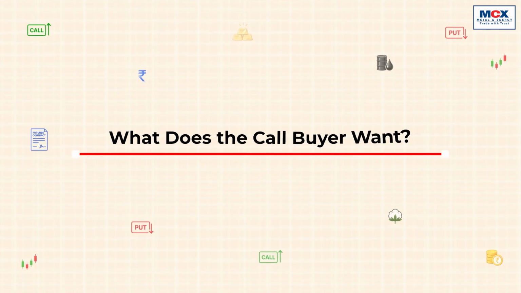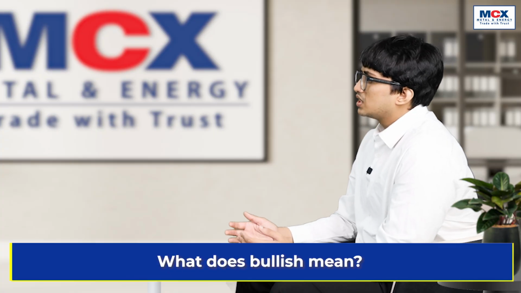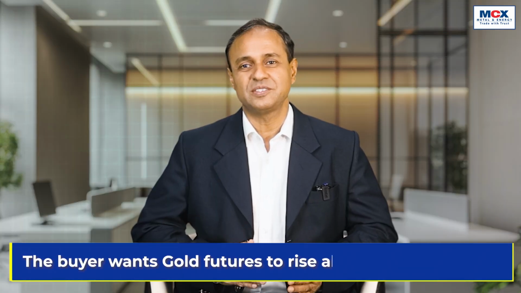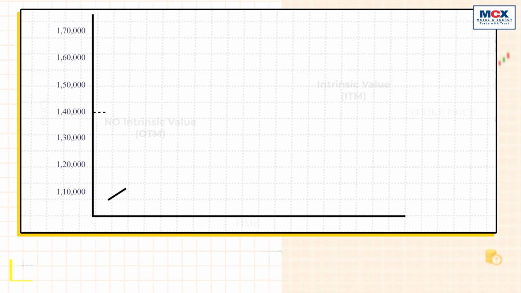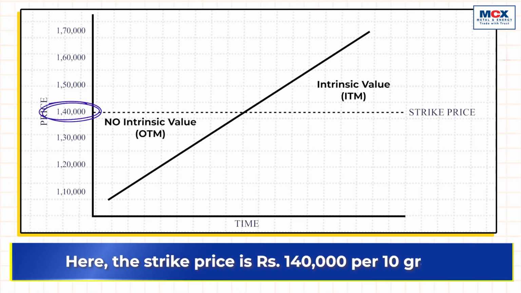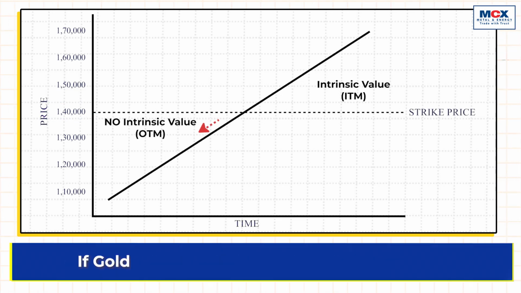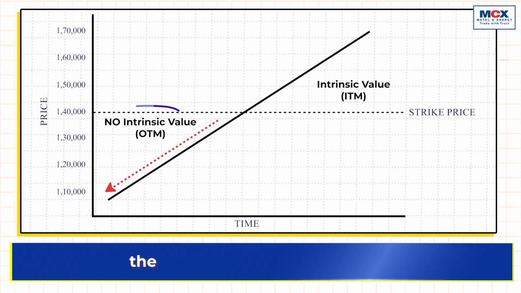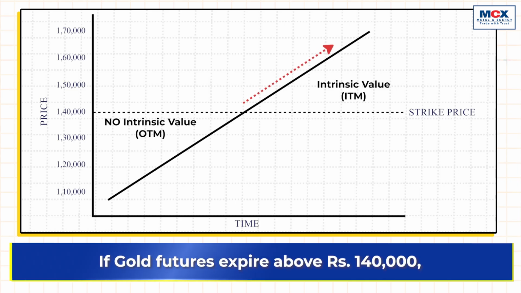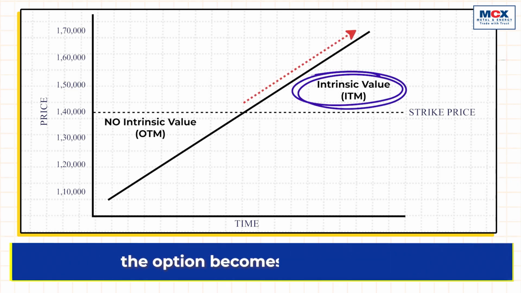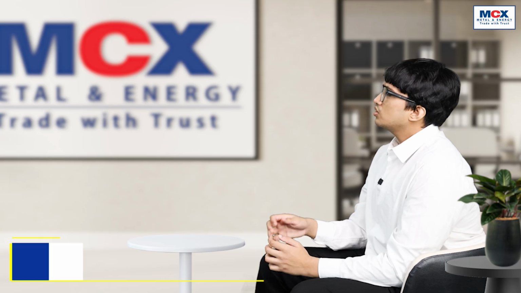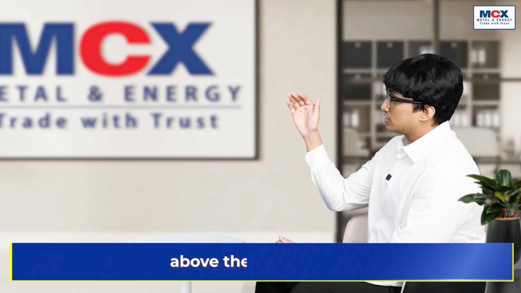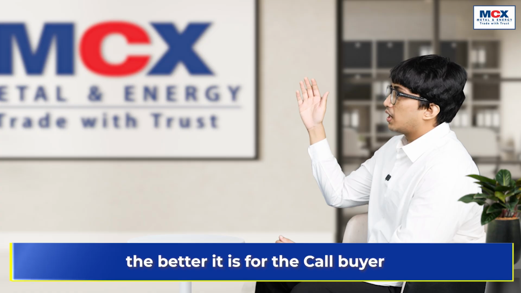Now, what does the call buyer want? A call option buyer is bullish. What does bullish mean? The buyer wants gold prices to rise above the strike price. Here, the strike price is Rs 1,40,000 per 10 grams. If gold futures expire below or at Rs 1,40,000, the option has no intrinsic value. If gold futures expire above Rs 1,40,000, the option becomes in the money. So the higher the gold price moves above the strike price, the better it is for the call buyer.